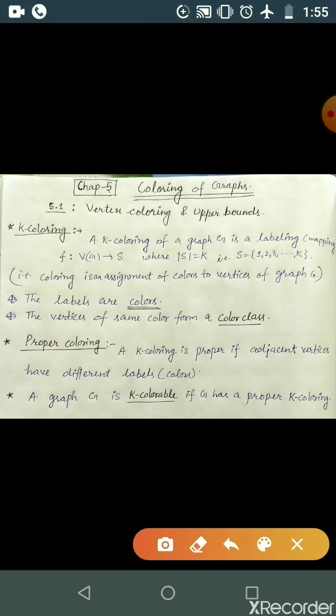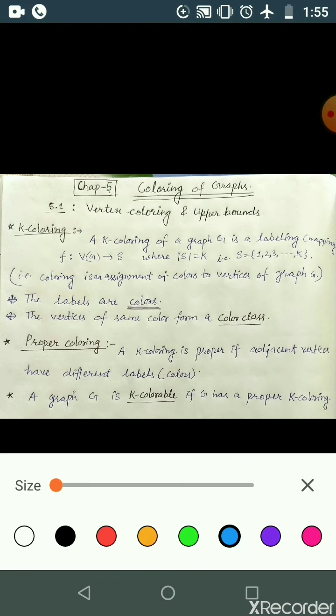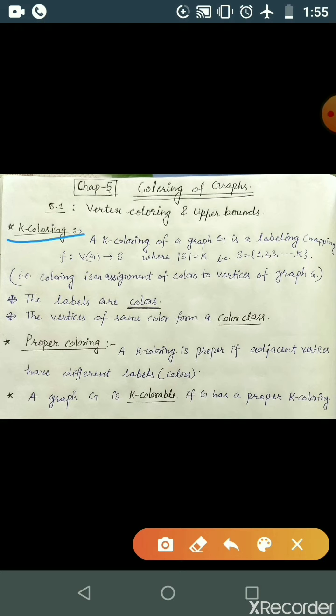A K coloring of a graph is a labeling, or you can just say a mapping. This is the function f from the vertex set of G, that is all the vertices of the graph, to a set S where the cardinality of S is K. And remember, we are just focusing on K coloring, correct? So the cardinality of S is K, where S is 1, 2, 3 and so on up to K.